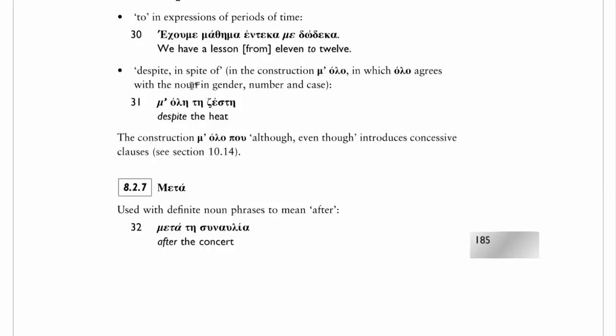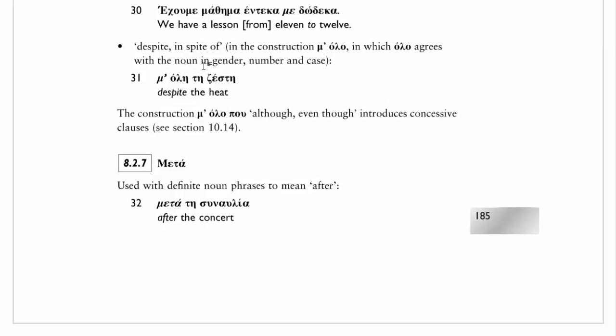Despite, in spite of. In the construction μολονότι, in which όλο agrees with the noun in gender, number, and case. I know this may sound a little bit crazy, gender, number, case, but go by parts and that will make more sense. And some rules you just need to, okay, this exists, acknowledge it, and move on. Don't dwell on one little rule, otherwise you're going to get overwhelmed or just waste your time. Μ' όλη τη ζέστη. Despite the heat.